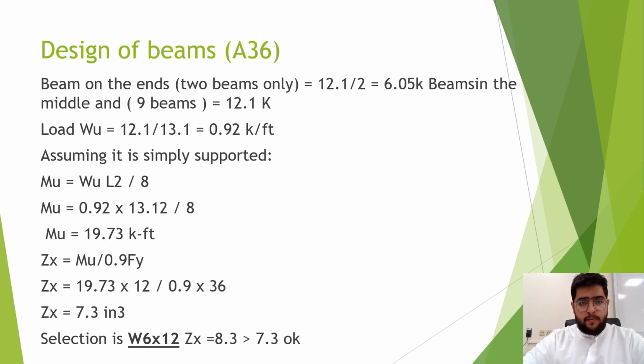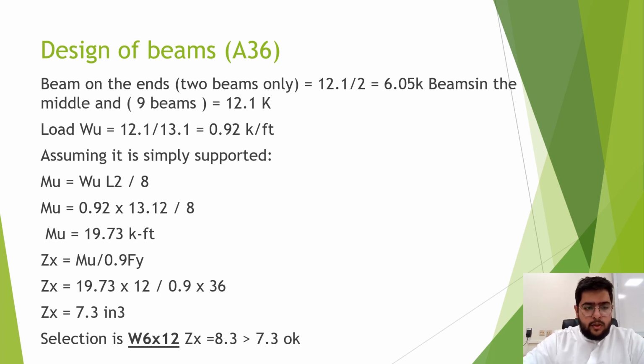In the design of the beam, we select the steel type A36. The beams on the edge are two beams only, and in the middle there are 9 beams. So now we need to find the ultimate load, and we found it to be 0.92 kips per foot. We assume it is simply supported.